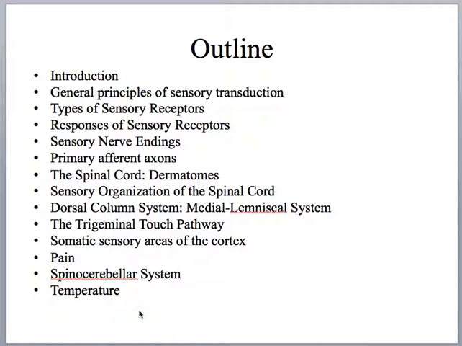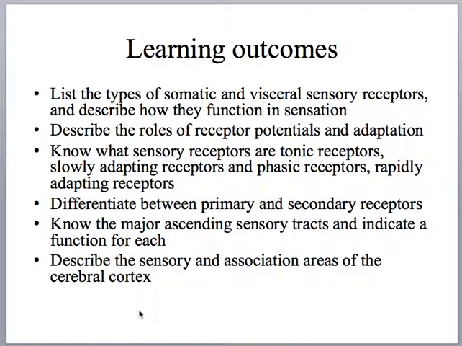We'll talk a little bit about sensory organization of the spinal cord. We'll talk a little bit more about the medial lemniscal system. We'll talk about the trigeminal touch pathway, somatic sensory areas of the cortex, pain, the spinocerebellar system, and temperature. This is new, and so I thought this would be helpful.